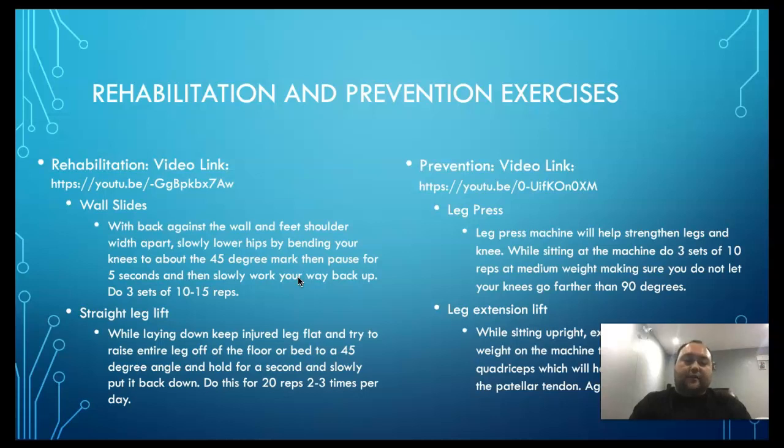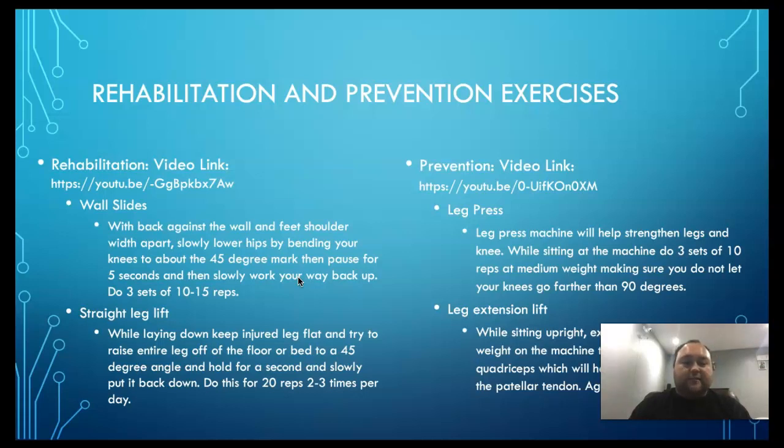Prevention, the video link is right there. 2 exercises. The first one is leg press. I use a leg press machine inside of a gym. Or you could also do squats, if squats are a similar lift to leg press. It'll help strengthen the legs and also your knee. While sitting at the machine, you want to do 3 sets of 10 reps at about medium weight, making sure your knees do not go farther than 90 degrees. That's important because if you go too far, you're exerting too much force, and the lift becomes near pointless at that rate.